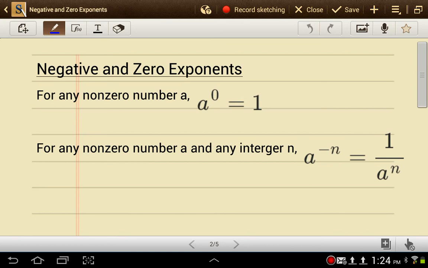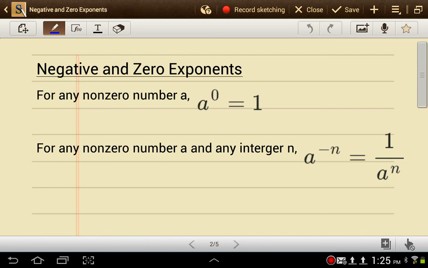So our first problem here, we have for any non-zero number a to the 0 power equals 1. So anything to the 0 power, besides 0, any number to the 0 power always equals 1. 10 to the 0 power equals 1. 11 to the 0 power equals 1. Whatever number you want to come up with in your mind to the 0 power always equals 1.